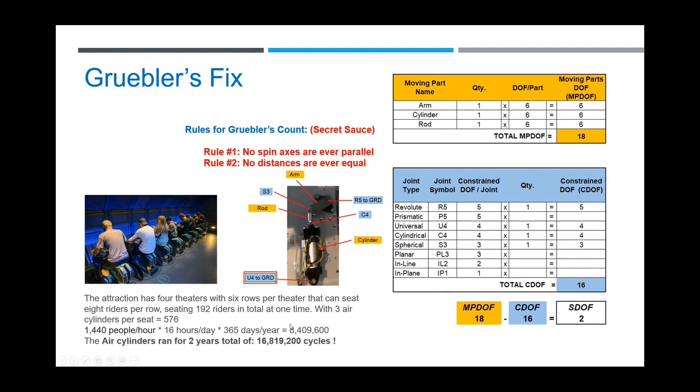And every year there are about 8 million cycles on this cylinder. At last check, it ran for 2 years without any cylinder changes, and that's 16 million cycles on an air cylinder. That's huge. Why? Because it works because of Gruebler's count. This is what I use, and it works because there's freedom for the mechanism as it bends, and it'll self-align itself, and it reduces the wear. So that was my big success story there with Disney.